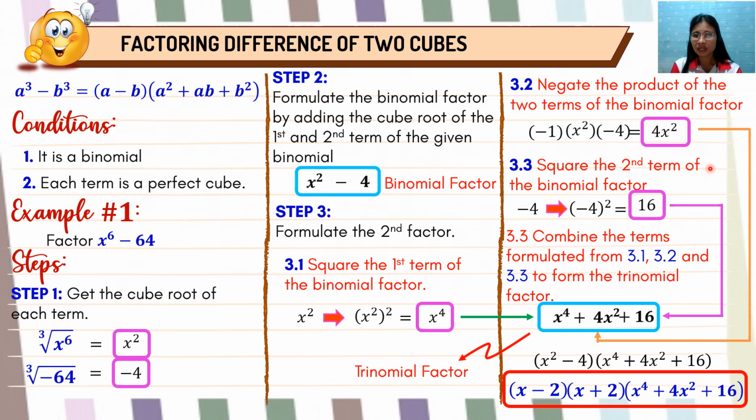Now, the trinomial factor may look like a trinomial that can be factored, but the trinomial factor obtained from the binomial factor of the difference of two cubes is an example of a trinomial that cannot be factored. Okay, so I hope you learned something from the video.